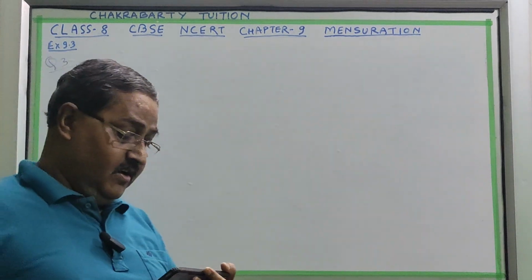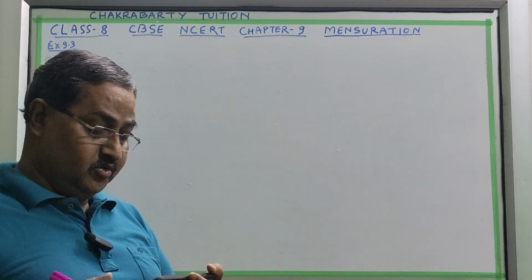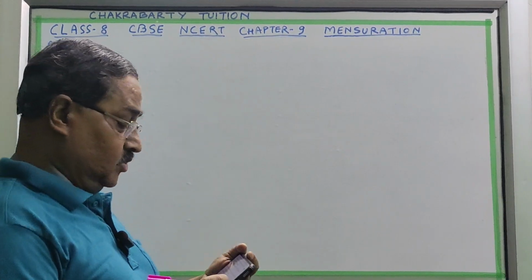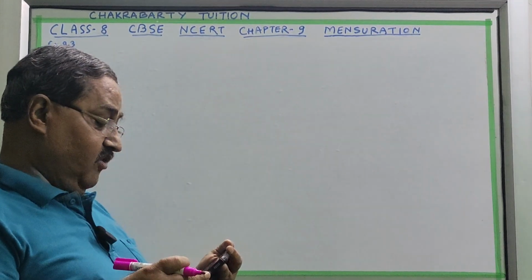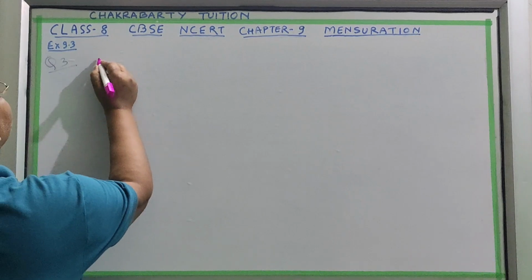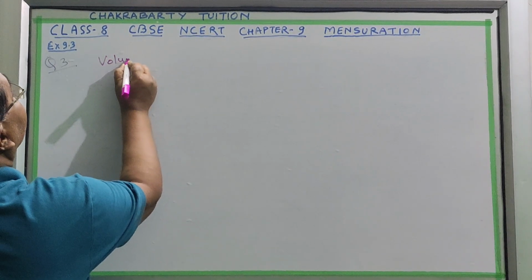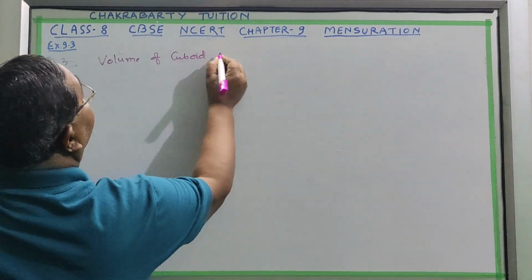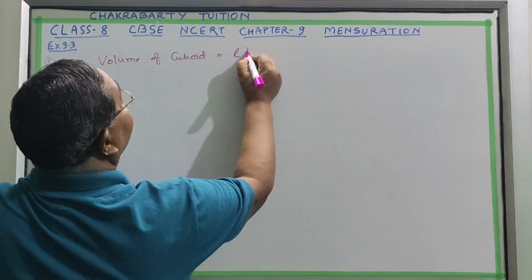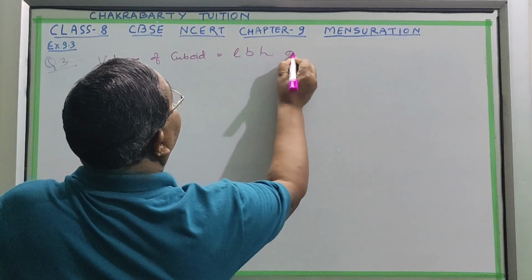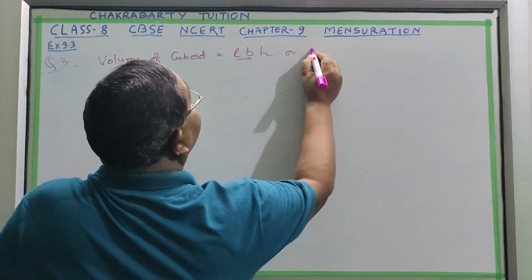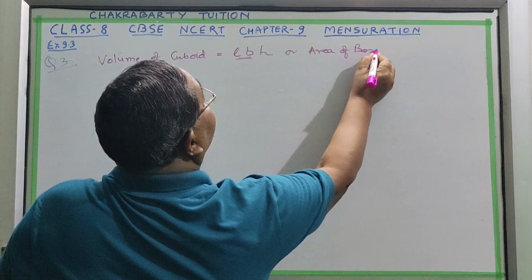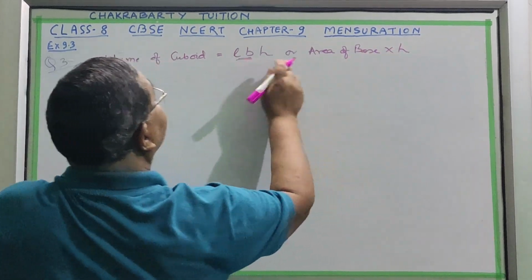Question number 3. Find the height of a cuboid whose base area is given and volume is 900. So the volume of a cuboid, your formula is volume of cuboid is equal to LBH, or you can write area of base into height. Both are the same thing.